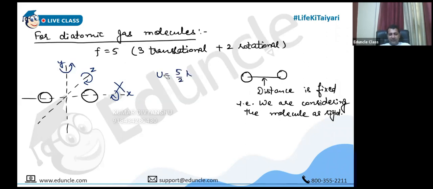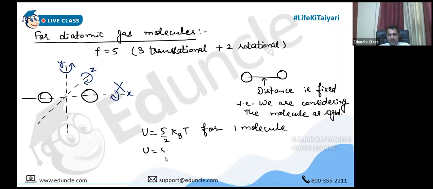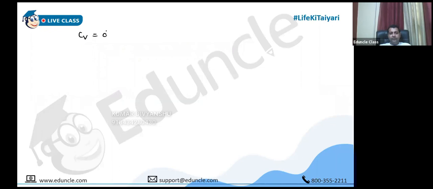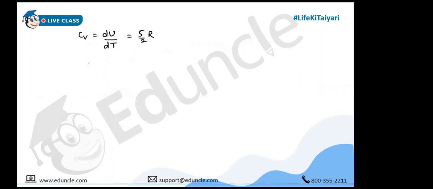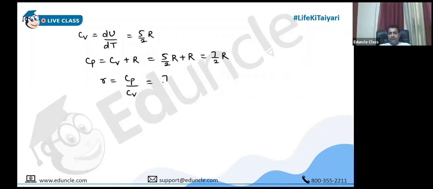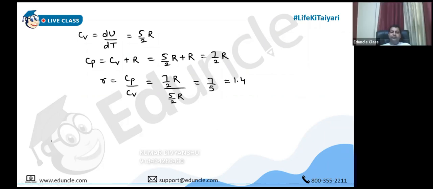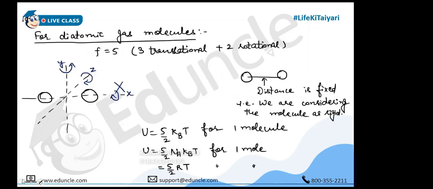So U will be 5 by 2 kT for one molecule. And for 1 mole, it becomes 5 by 2 RT. So what is CV now? 5 by 2 R. What about CP then? It is CV plus R, which is 7 by 2 R. So what is the ratio, that is gamma? 7 by 5, which is 1.4. Clear?